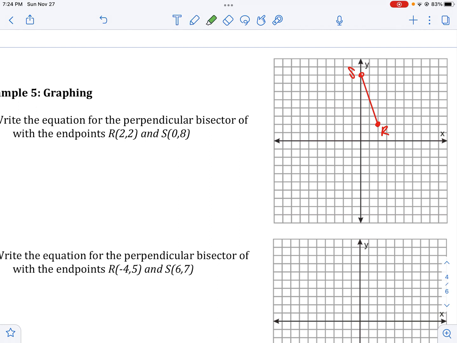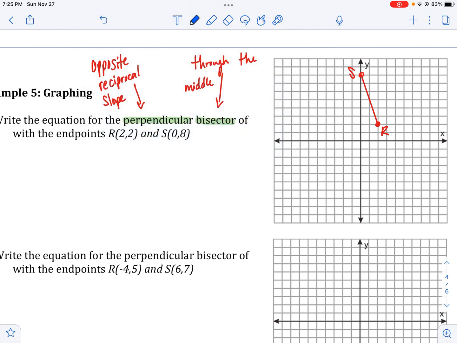What does it mean to be perpendicular? What does it mean to be a bisector? Well, to be perpendicular, I know my slope should be the opposite reciprocal of the given line, the given slope. And I know the bisector should go through the middle. I know it should cut through the middle of my segment. Okay, so how do I make sense of that?